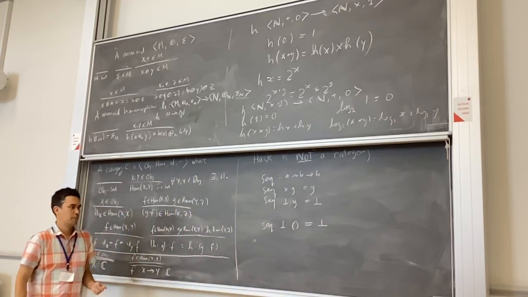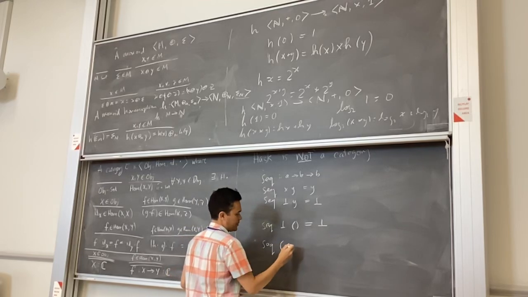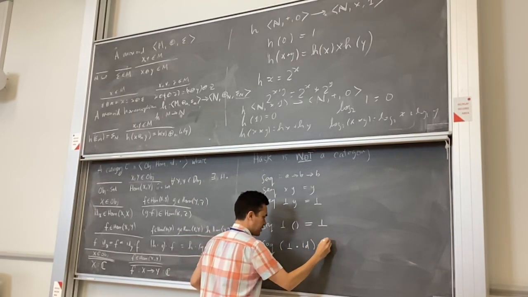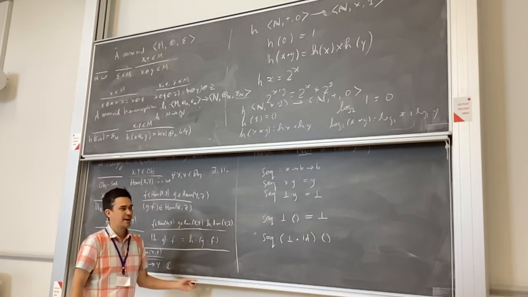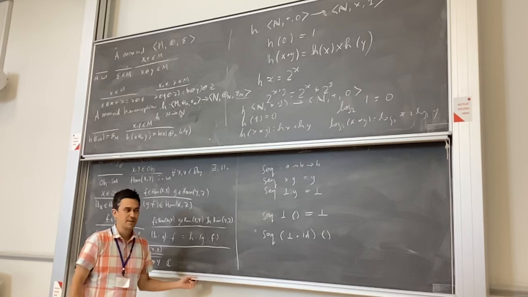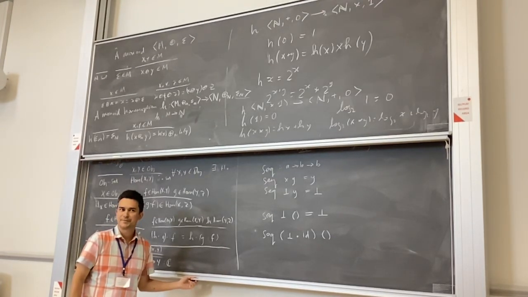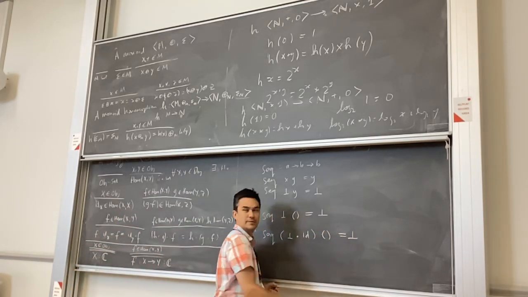So, what about seq of bottom, id of unit? Plug it into your GHCI instances and see what happens. What do you think should happen? So there has to be people in the room. What should happen? It should give you bottom. Why?